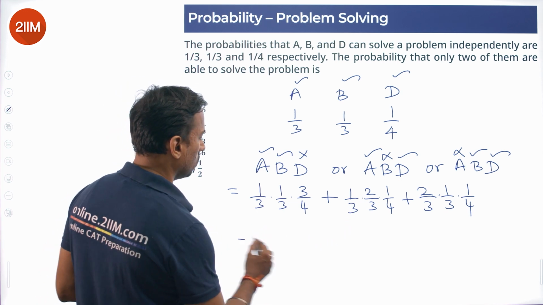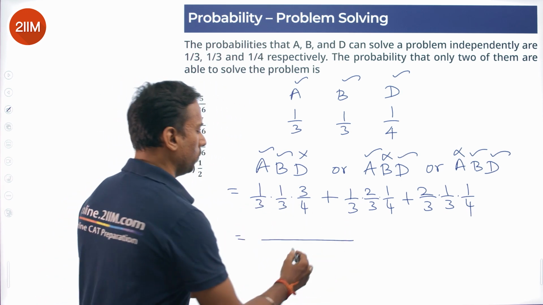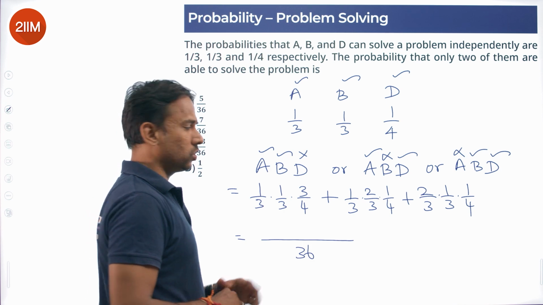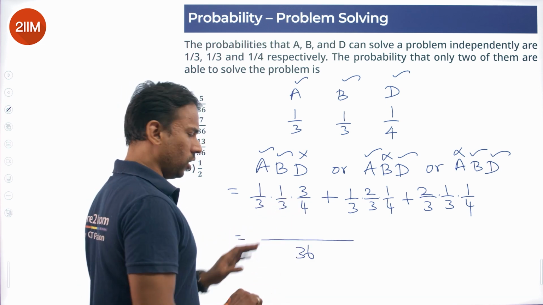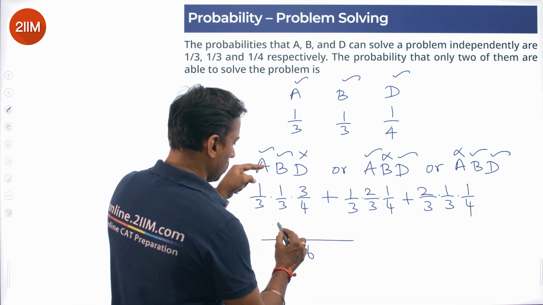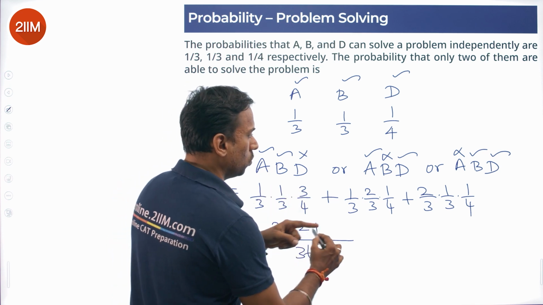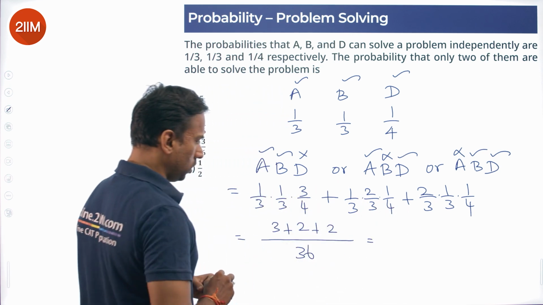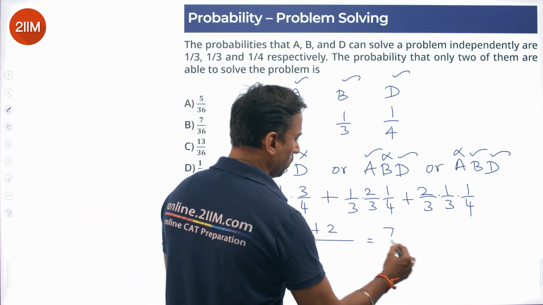Simplify, we get the answer. So 3, 3, 4, this is going to be 36. So I am not cancelling anything. Common denominator is 36. So 1, 1, 3 is 3. 1, 2, 1 is 2. 2, 1, 1 is 2. So 3 plus 2 plus 2, it's going to be 7 by 36.